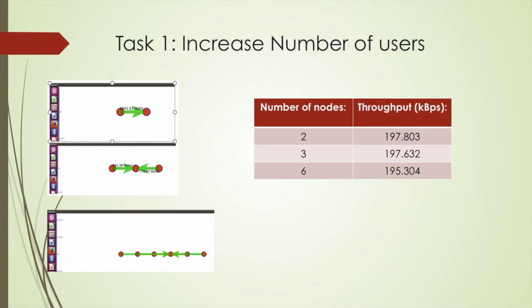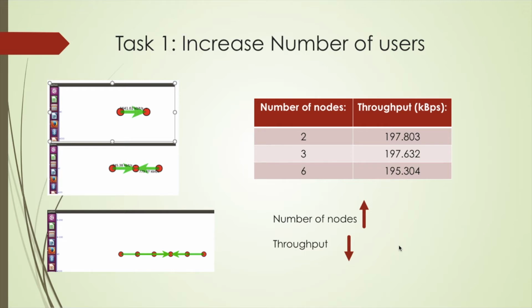So after running the two node code successfully, the first task was to increase the number of users from 2 to 3 and eventually 6. And as you can see from the NS3 visualization tool, we have placed all the nodes in one line. And this is something that we have also fixed in our code to place all the nodes in one single line. So we observe that as we increase the number of nodes, the throughput starts to go down.